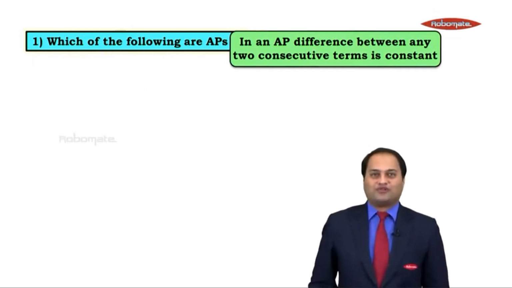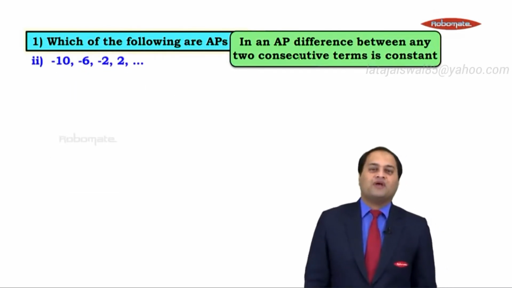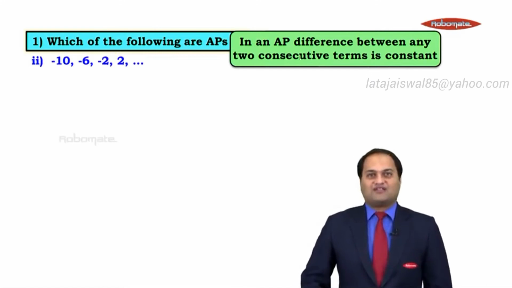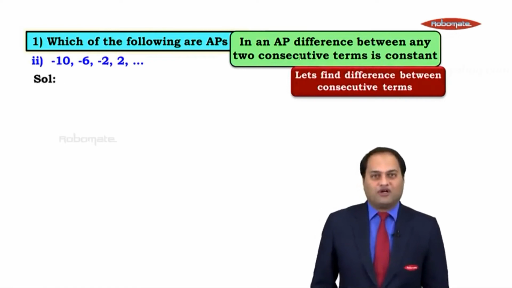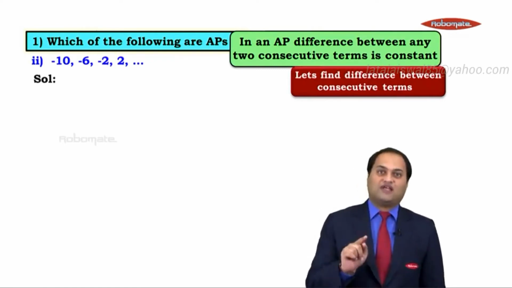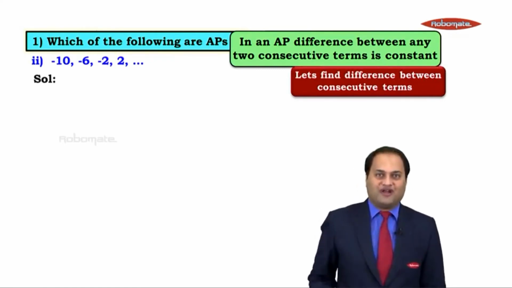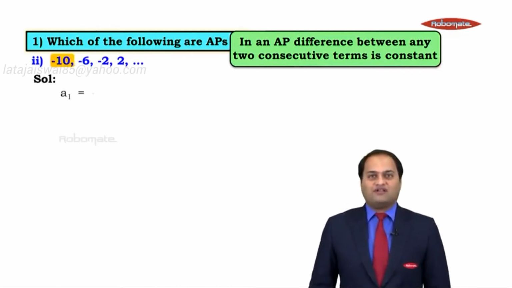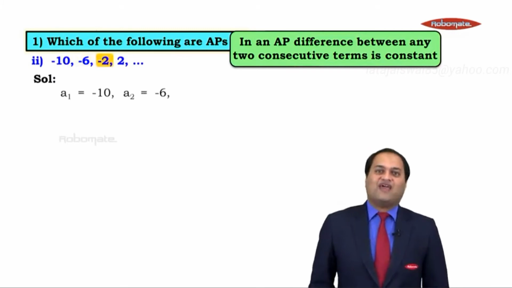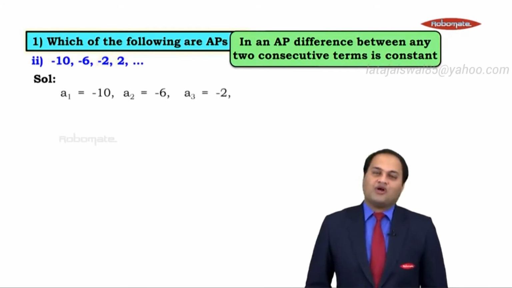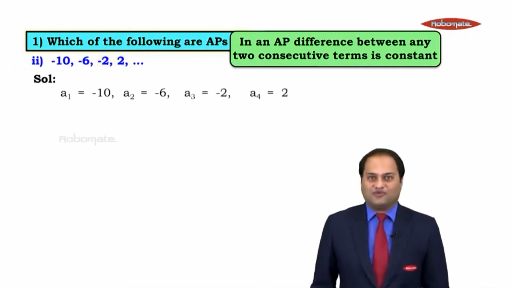Let's go through one more sum, which is absolutely similar. This time the list given is minus 10, minus 6, minus 2 and 2. Let's start. Let's find the difference between the two consecutive terms. But for that, first let's give them a denotion. So A1 is equal to minus 10, A2 is equal to minus 6, A3 is equal to minus 2 and A4 is equal to 2.